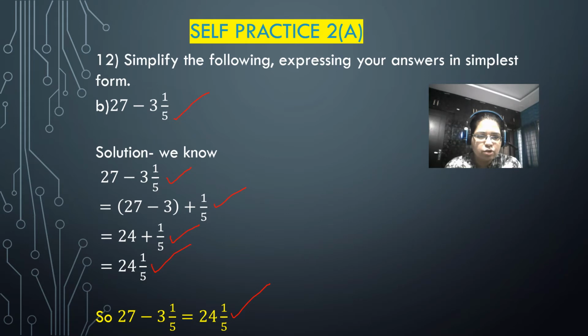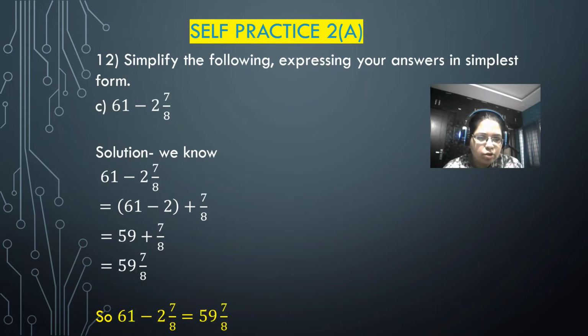This is the easier way to subtract or add a whole number with a mixed fraction. Otherwise, we convert the mixed fraction into an improper fraction, then subtract it from the whole number. So we get 27 minus 3 and 1 by 5 equals 24 and 1 by 5.